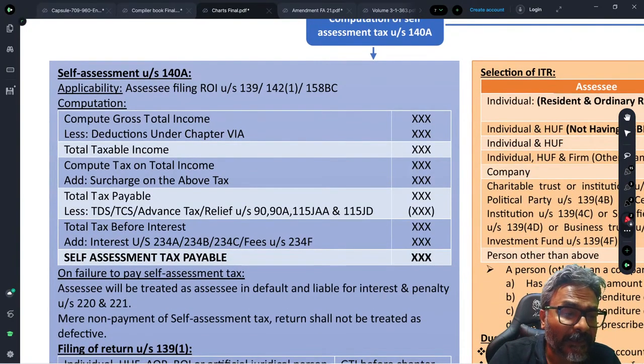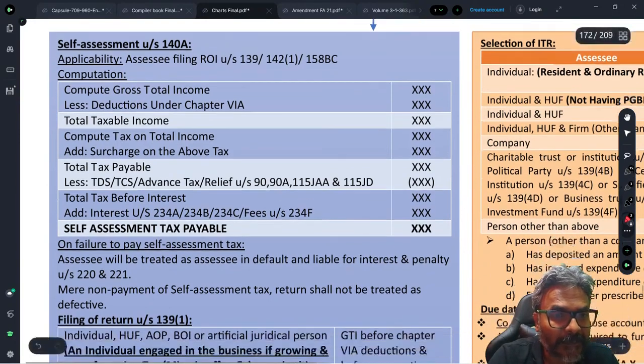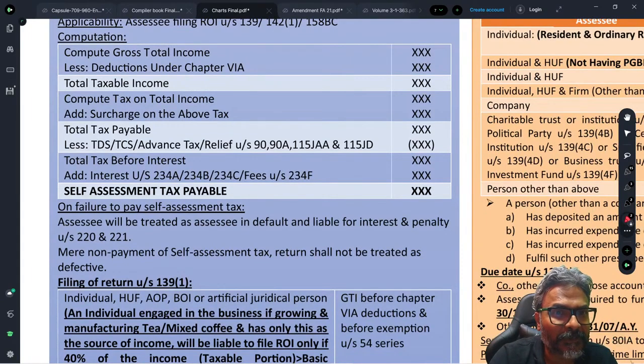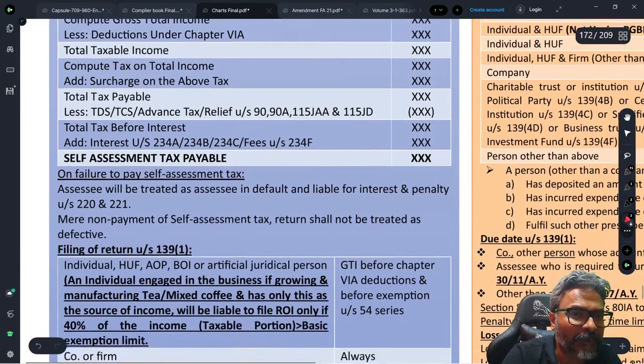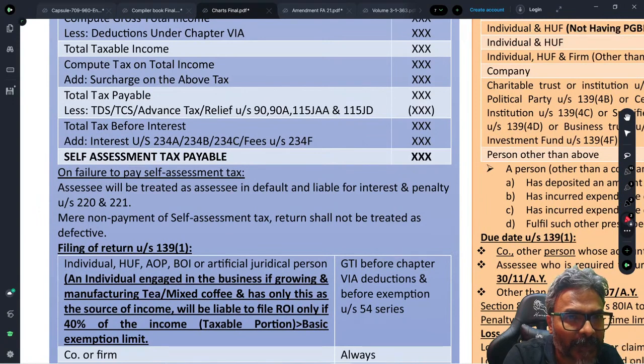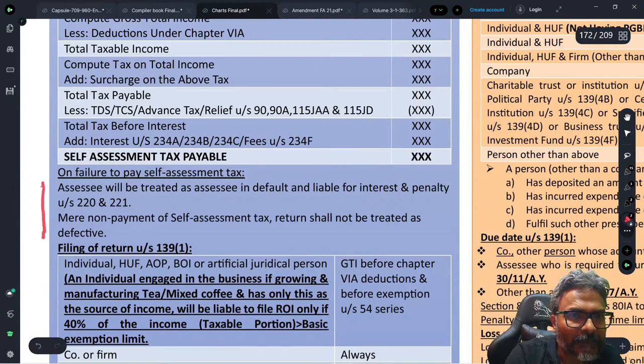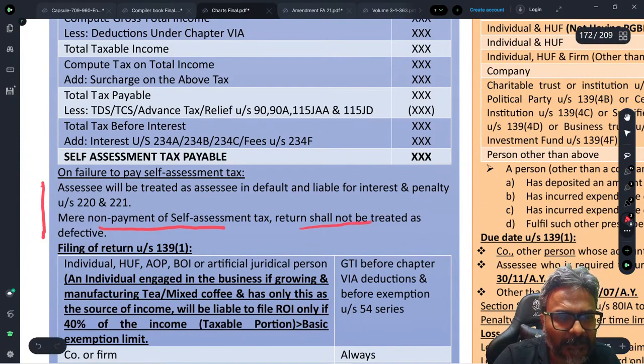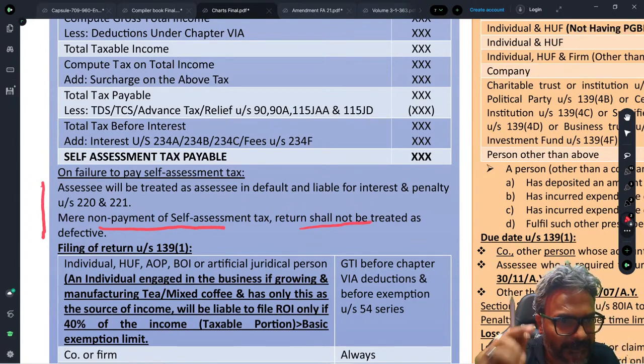Earlier, an ROI which was filed without the SA tax being paid was considered defective. But now it is no longer considered defective, students, and that is one thing you should always be careful about. So if you see in this context, mere non-payment of the self-assessment tax, the return of income shall not be treated as defective. Just keep this point in mind.